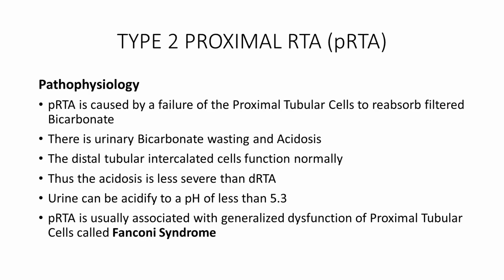Now we come to type 2, proximal renal tubular acidosis. Proximal renal tubular acidosis is caused by a failure of proximal tubular cells to reabsorb filtered bicarbonate. There is usually bicarbonate wasting and acidosis. Here you have to remember that distal tubular intercalated cells are functioning normally. Thus, hydrogen ion secretion is there. Thus, the acidosis is less severe as compared to distal RTA. Urine can acidify to pH less than 5.3. Proximal RTA is usually associated with generalized dysfunction of the proximal tubule called Fanconi syndrome.